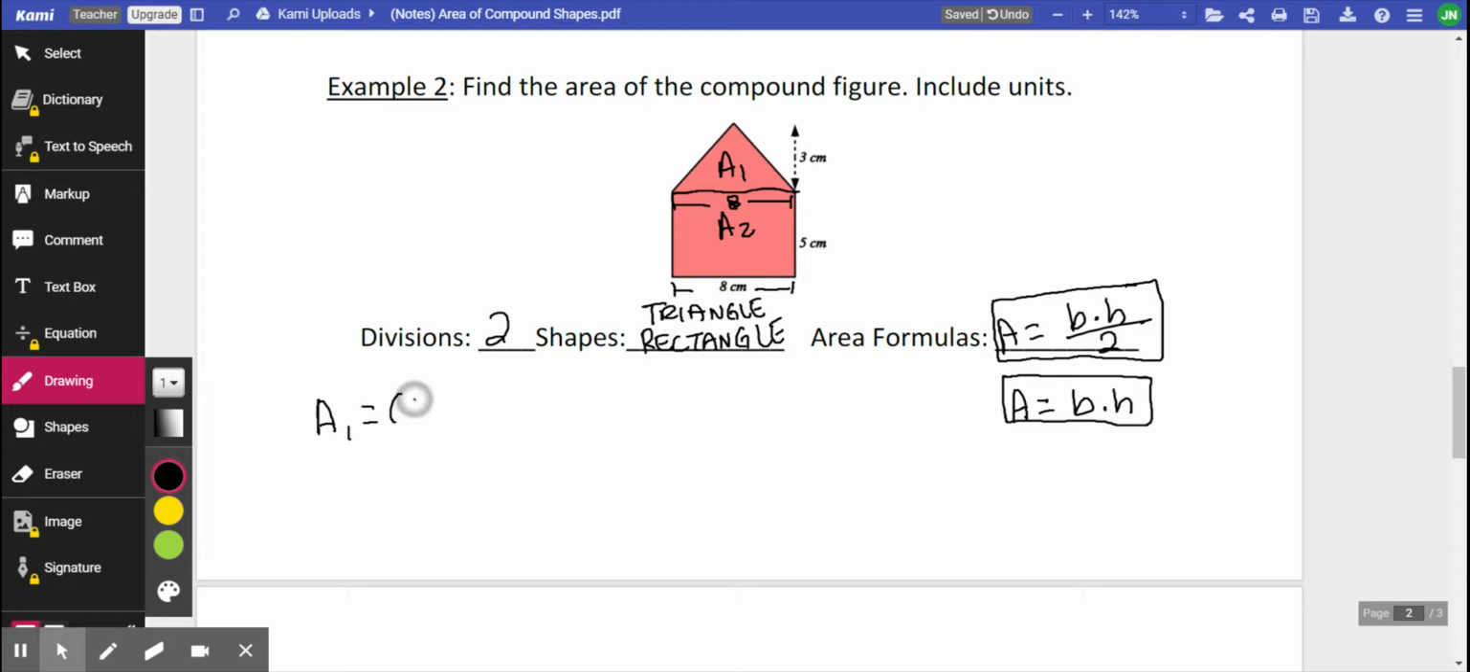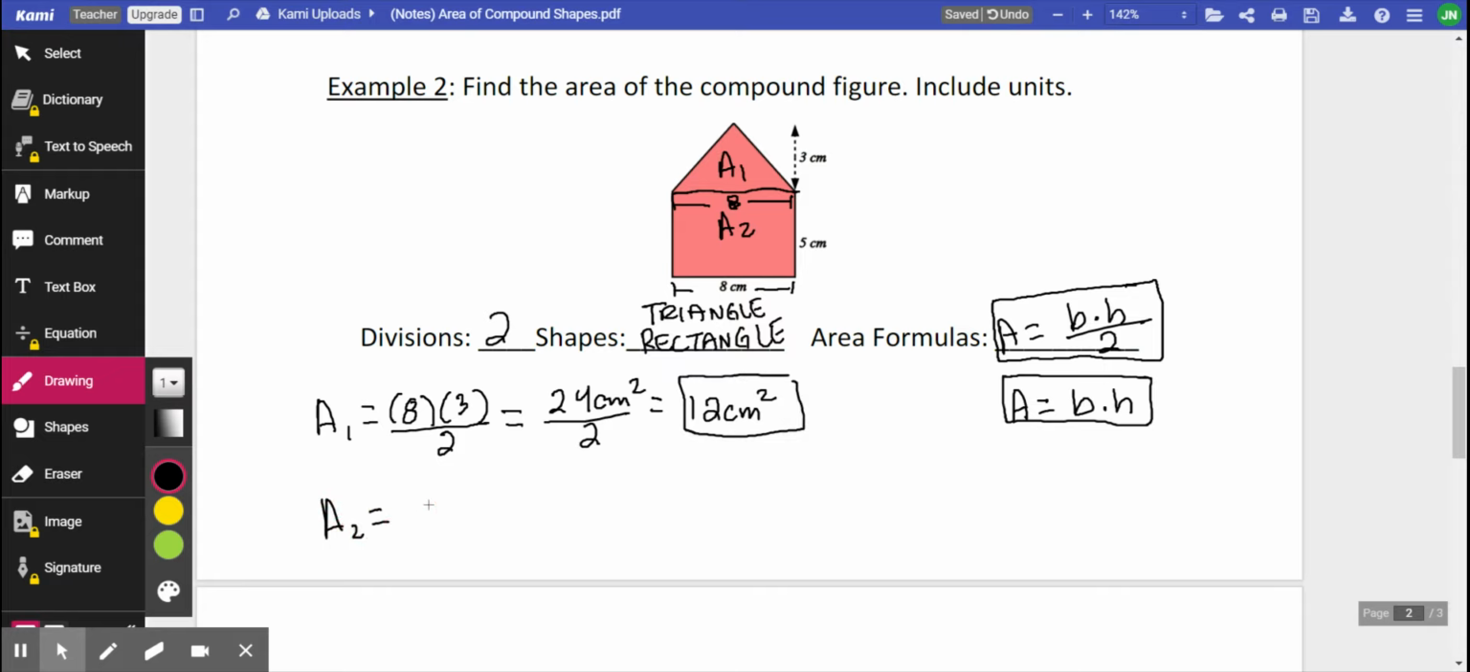So then base times height will be 8 centimeters times 3 centimeters. And then once I get that, I divide it by 2. You can do it in the beginning, or you can do it at the end. This will be 24 centimeters squared. And then I have to divide that by 2. So when I divide 24 divided by 2, I get 12. So my final answer is 12 centimeters squared. This is the area of the rectangle, or the triangle, excuse me.